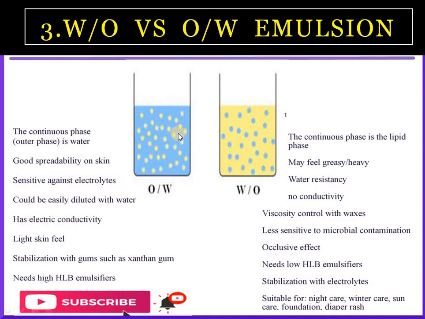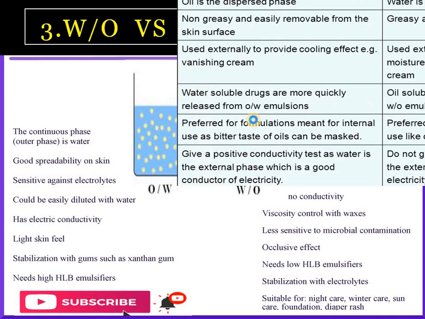So one has a high electric conductivity. The other has a lesser conductivity because here water is in large quantity, and we know water is a good source of electricity, a good conductor of electricity. And here it is not a good conductor of electricity because oil is present in large quantity.